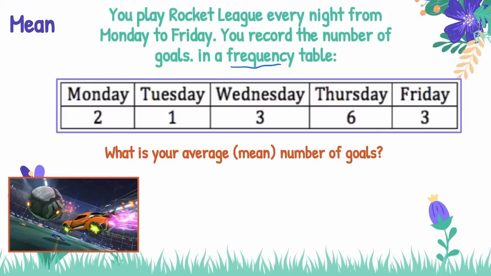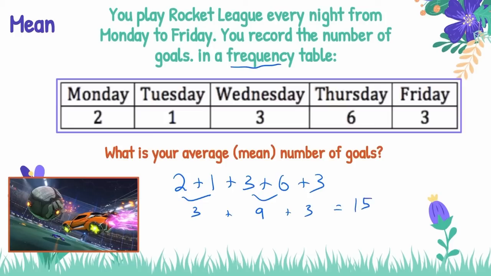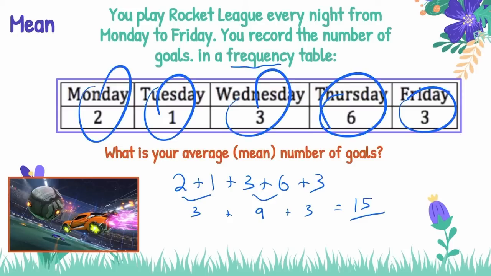So here's how you would do that. You would just take the number of goals, 2 plus 1 plus 3 plus 6 plus 3, and you would add them up. Well, 2 plus 1 is 3, 3 plus 6 is 9, and plus another 3. So that would be 15 in total, but that's not your average. You want to divide by the number of things that you added up. So there were 5 days, 1, 2, 3, 4, 5. So we divide by 5, and our average would be 3 goals per day.